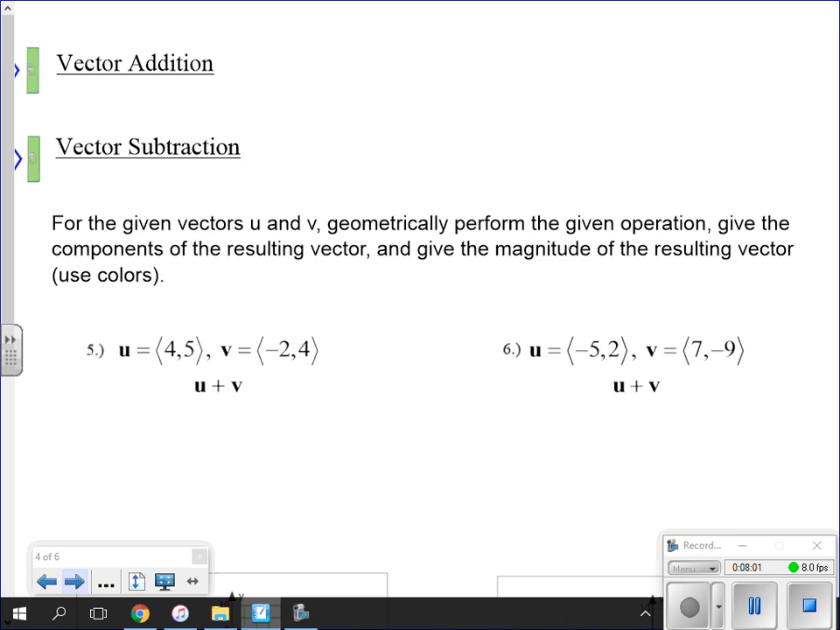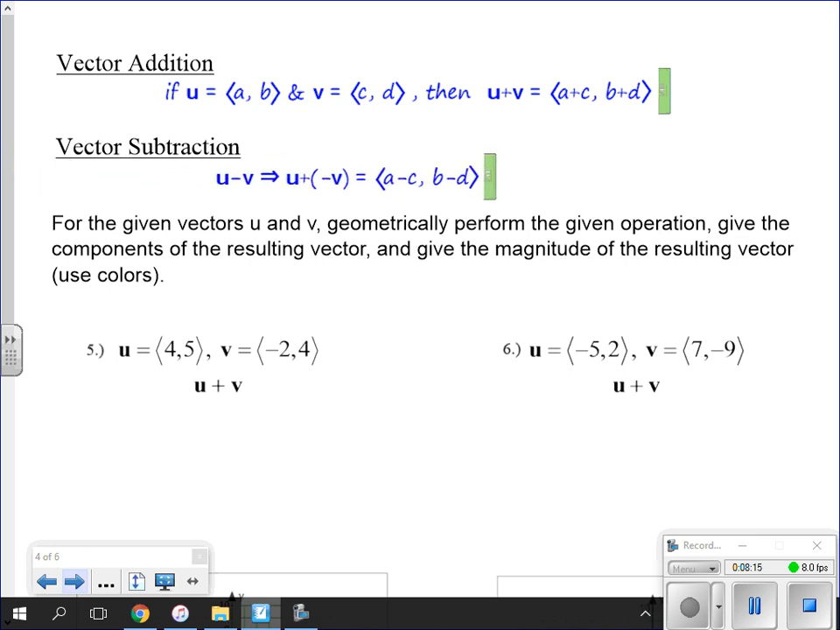Vector addition. Fairly simple concept. If U is the vector AB and V is the vector CD, then U plus V is AC plus BD. Vector subtraction, as you could probably surmise, is you just subtract the components instead of adding the components. So U minus V is U plus negative V. So it'd be A minus C, B minus D rather than plus. It's actually pretty easy to do.